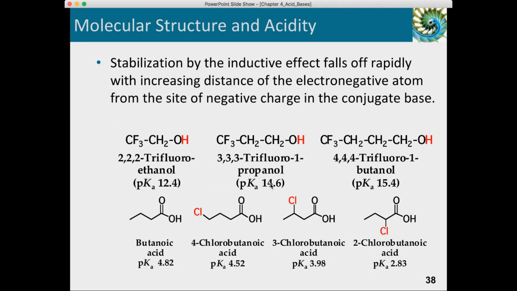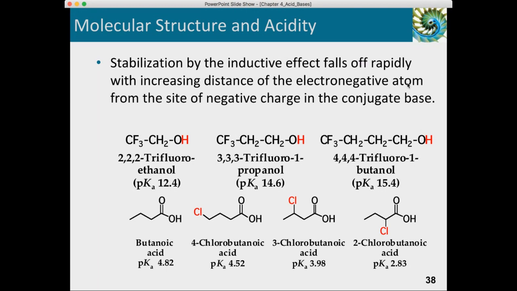So here, look at the order of acidity. In this 3-fluoroethanol, the fluorine is on the carbon next to the one bonded to the oxygen, pKa is 12. If you add a methylene group, so if it's farther away, the pKa goes higher to 14.2, way less acidic. And if you add another methylene group, so even farther away, pKa goes even higher, 15.4. So the closer the electronegative atom is to the negatively charged atom in the conjugate base, the stronger the inductive effect will be.